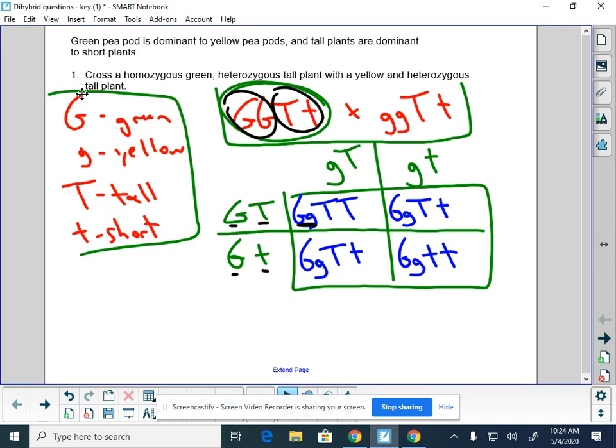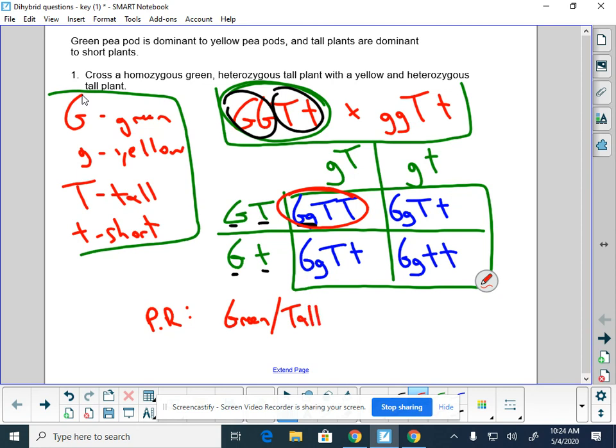So last thing you need is your phenotypic ratio. Rarely would they ask for genotypic when you do a dihybrid question. So phenotypic ratio, starting with the top left box. Big G, little g, big T, little t means that this thing is going to be green and tall. What else do we have that's green and tall? This one is also green and tall, and this one is also green and tall. That means phenotypic ratio is 3/4 green and tall. 1/4 is going to be green and short.